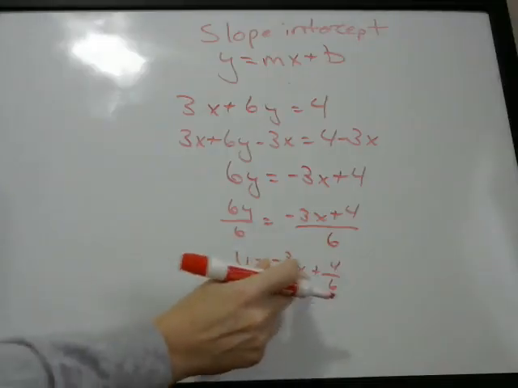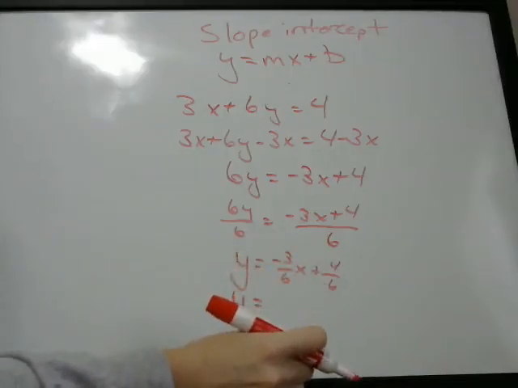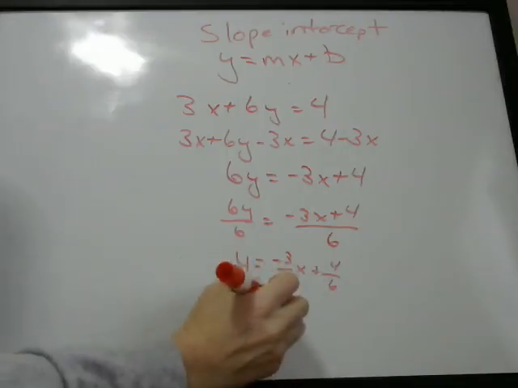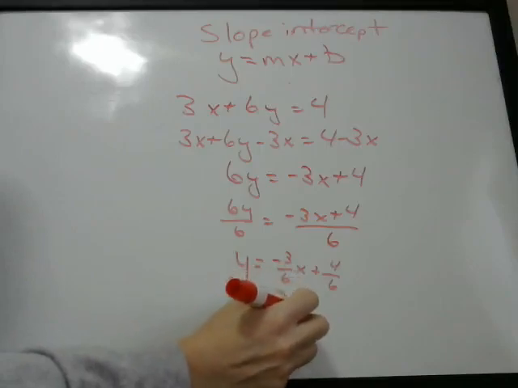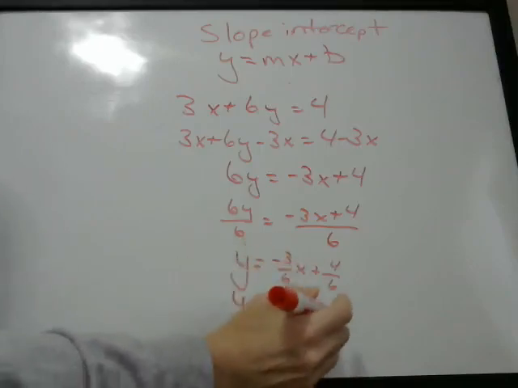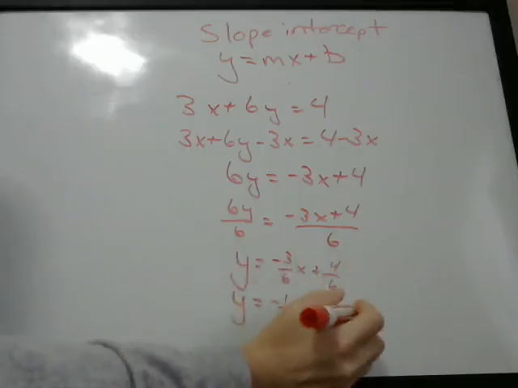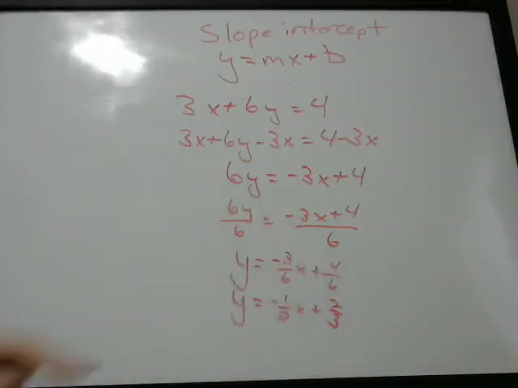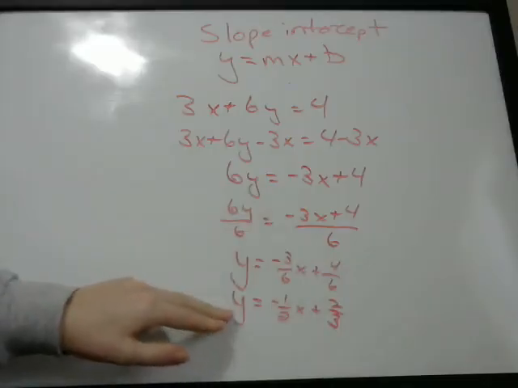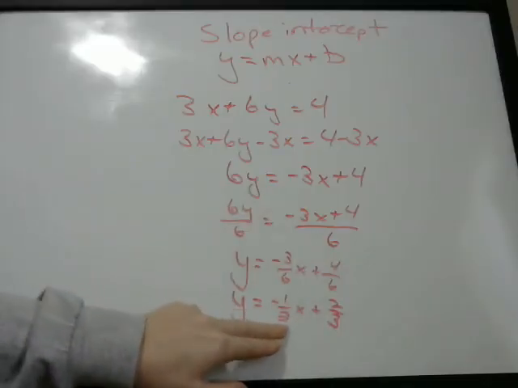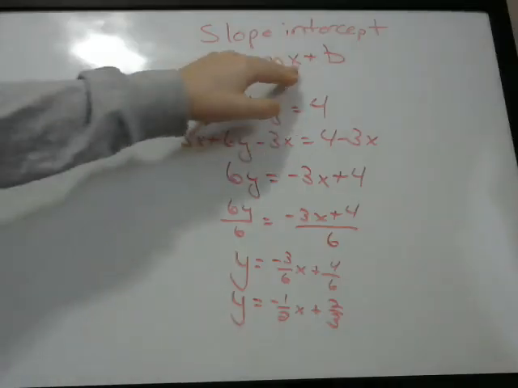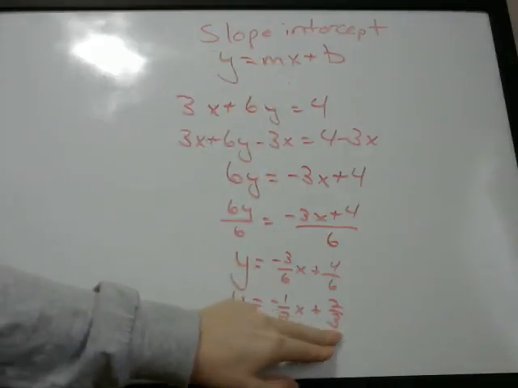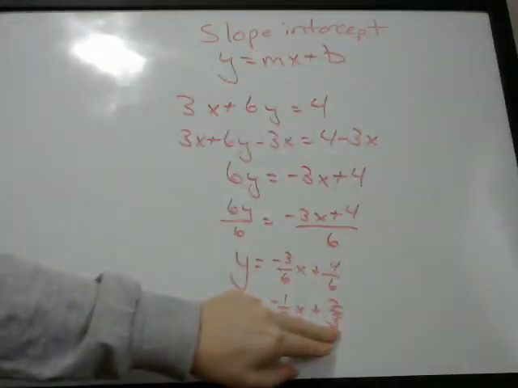Now we have to put these two things in lowest terms. If you don't know how to do that, watch the lowest terms video. Negative 3 over 6 can be written as negative 1/2 x if we divide the top and bottom by 3. Plus 4 over 6 can be written as 2/3 if we divide the top and bottom by 2. So now we have slope-intercept form. Our slope is negative 1/2 because it's negative 1/2 times x. Our y-intercept, or b, is 2/3.